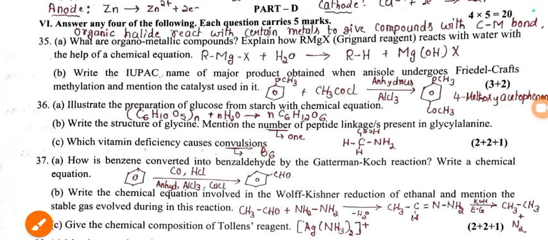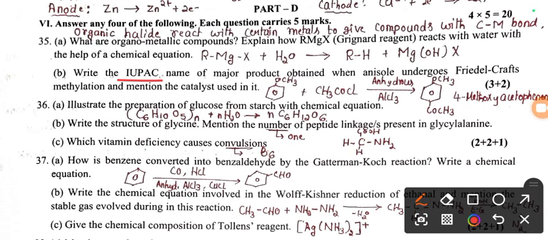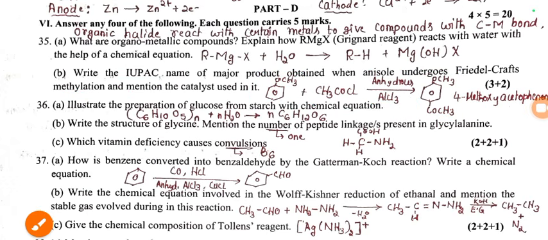Next we have B question. Give the IUPAC name of the major product obtained when anisole undergoes Friedel-Crafts acylation, and mention the catalyst. When anisole undergoes Friedel-Crafts acylation, it gives 4-methoxyacetophenone, and the catalyst is anhydrous aluminum chloride.